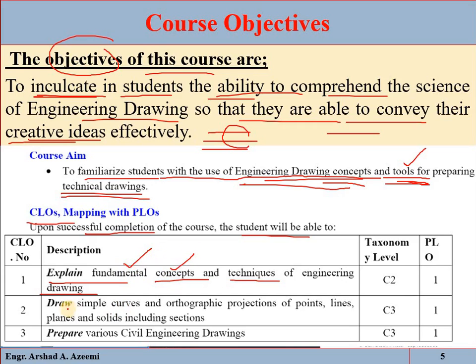Then, based on the principles and concepts, you can draw the different orthographic projections of points, lines, planes, and solids. We have different elements of engineering drawing. For example, the point is the basic element of engineering drawing. Then we have the line, then from different combinations of lines we can draw planes, and with the combination of different planes we can get a solid object.